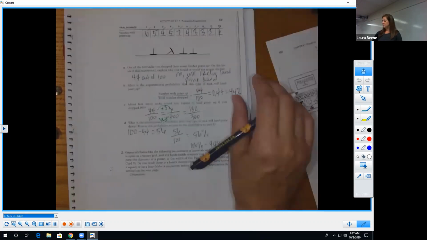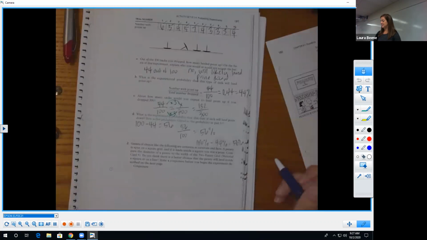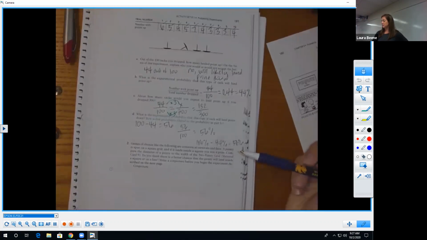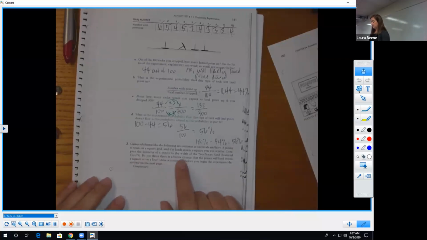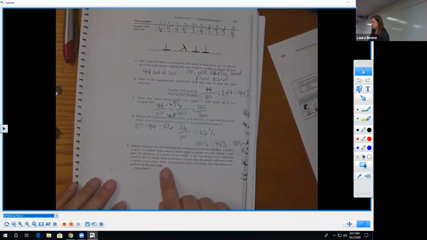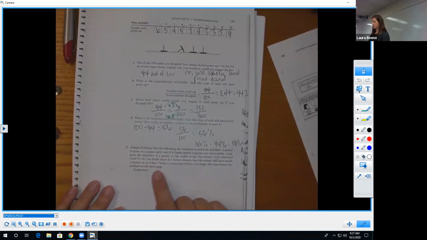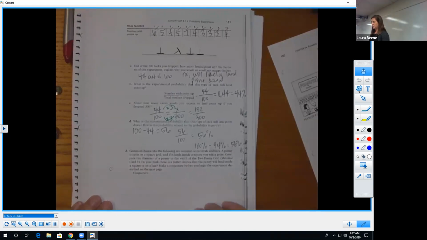Okay, the next thing we're going to do: it says games of chance like the following are common at carnivals and fairs. A penny is spun on a square grid. If it lands inside a square, you can win a prize. It says compare the diameter of a penny with the width of the grid. Do you think there's a better chance that the penny will land inside the square or on a line? Make a conjecture before you begin the experiment.